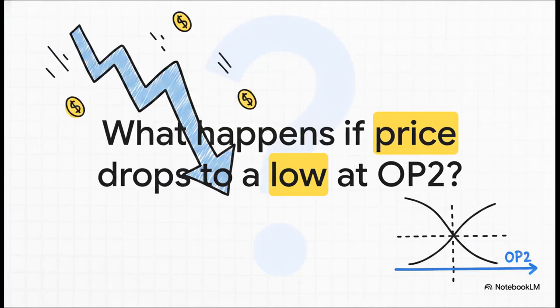Section 3. Unpacking excess demand, the upward push of shortages. Okay, now let's flip the entire script. What if, instead of being way too high, the price drastically plummets to a crazy bargain basement level? Let's trace a brand new low price line on our graph, which we'll call OP2.